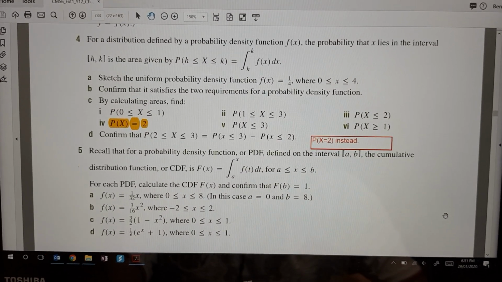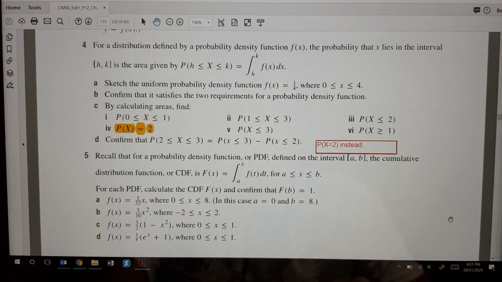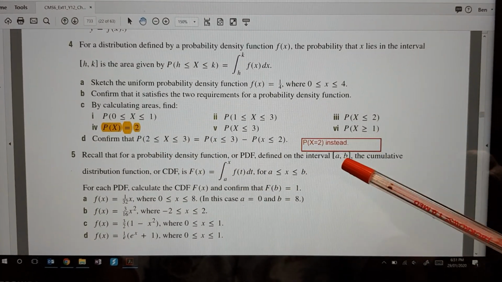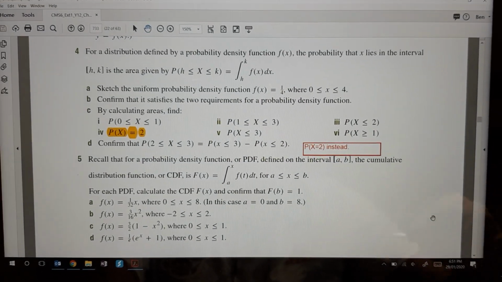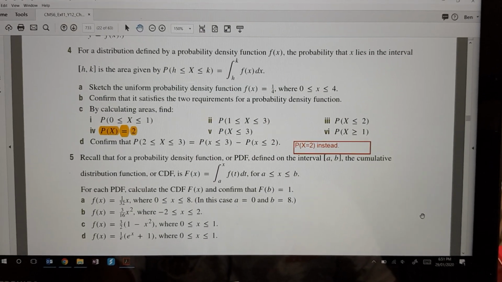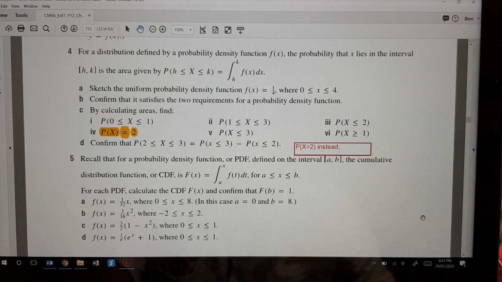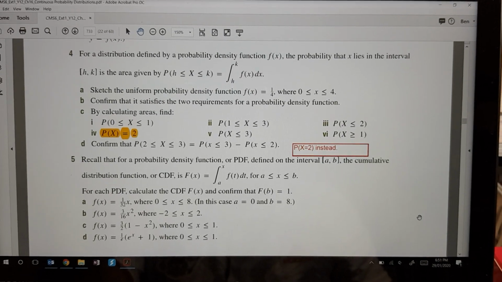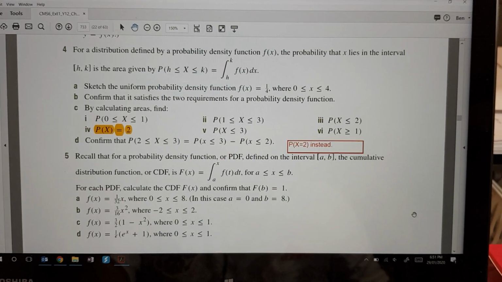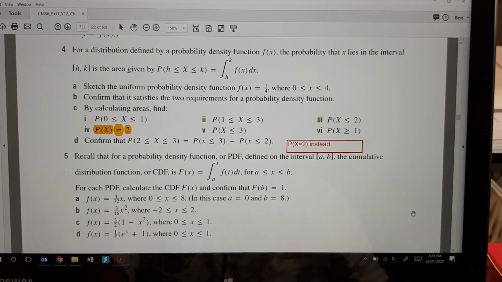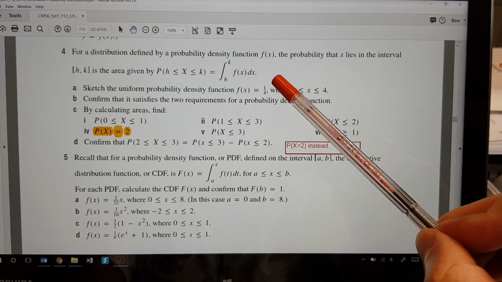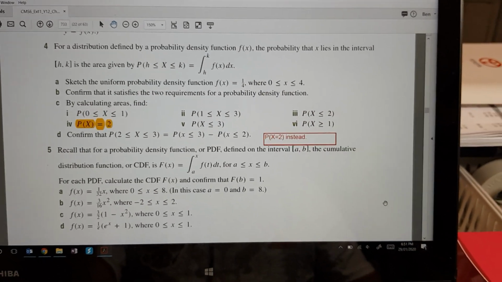All right, so question 4. So that's what it says. I'm going to explain why I've highlighted that, as it looks like a typo, in a minute when we get to that section. So that's what question 4 is asking you to do: sketching, and in part B, show that it's a PDF, and then part C is the actual calculation using that given definition. All right, so let's go on.